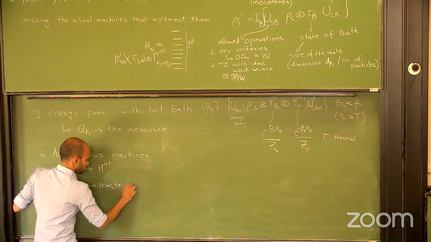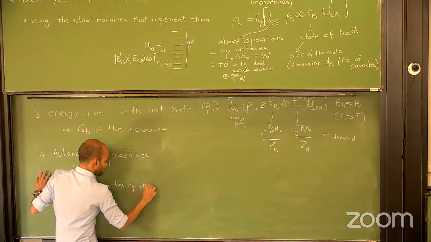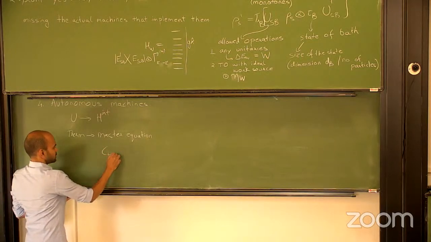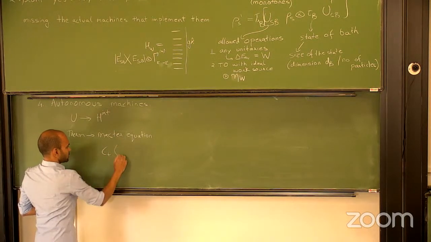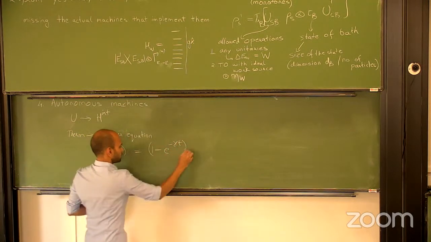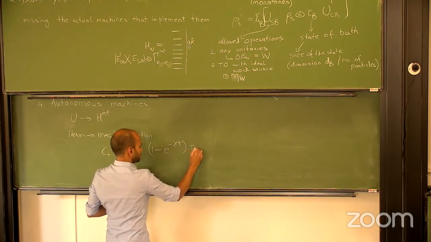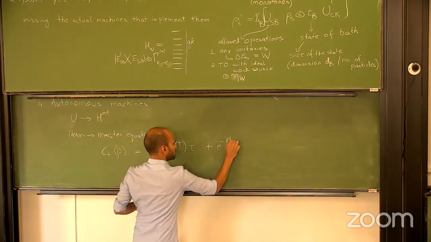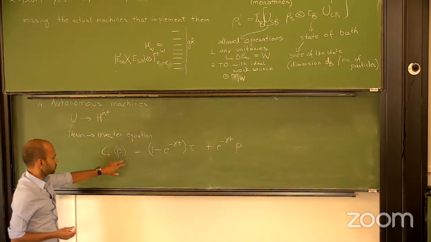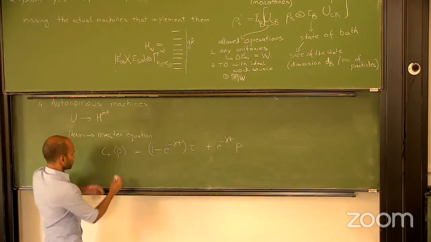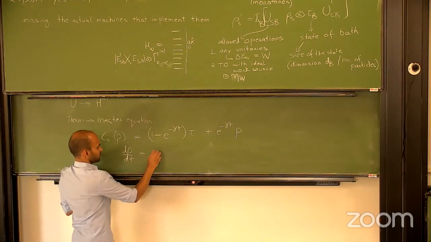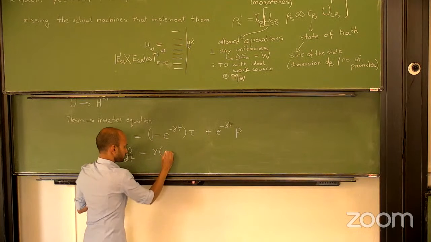In fact, one such example of this was done by Matteo in yesterday's talk, where he talked about the channel C_t acting on rho, which gives (1 minus e to the minus gamma t) tau plus e to the minus gamma t rho. So this was a channel where if you weakly couple to a thermal environment, then you gradually approach the thermal state. And of course you can write this as a master equation on just the state: d rho by dt is gamma times (tau minus rho).